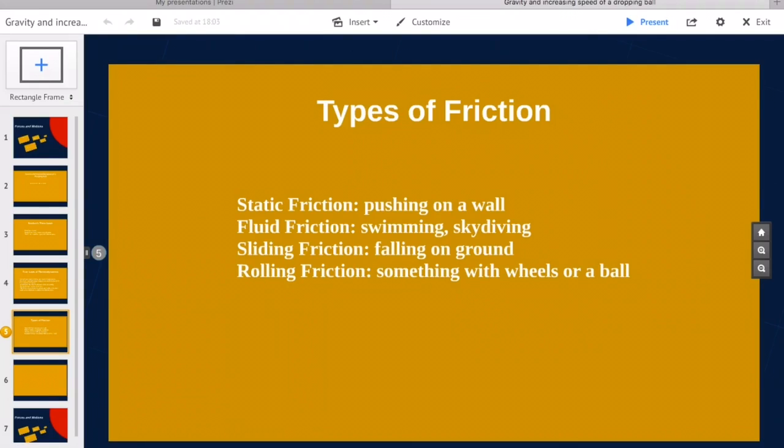Sliding friction, when solid surfaces slide over each other, such as falling on the ground. And then rolling friction, when an object rolls over another object, such as anything with wheels or a ball, that will be rolling friction.